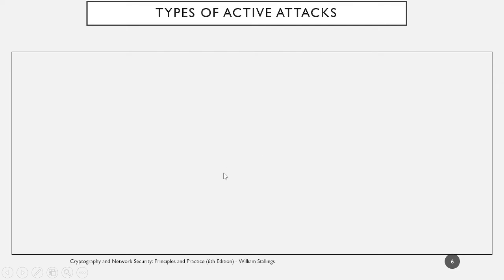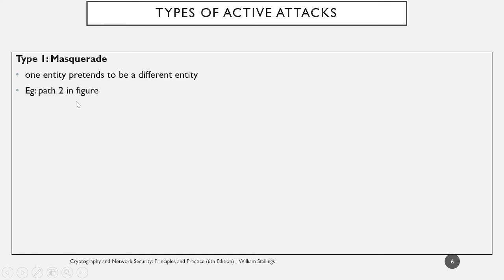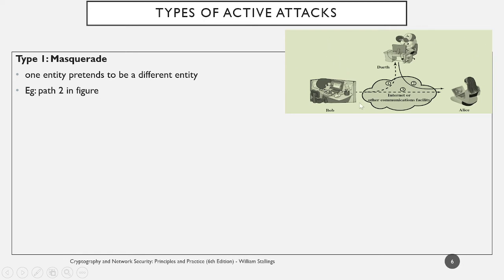As with passive attacks, active attacks also have different types. The first one is masquerade. Here, one entity pretends to be a different entity, just like wearing a mask. If a person is wearing a mask, that means he is pretending to be another entity. Example, part 2 in the figure. In this figure, Bob is actually sending a message to Alice. But in masquerade, Bob is not sending a message. Instead, Dart is creating his own message and sending it to Alice as if Bob had sent it.